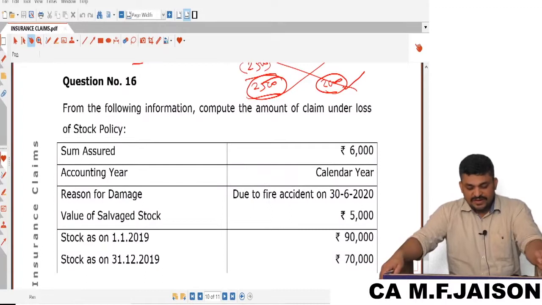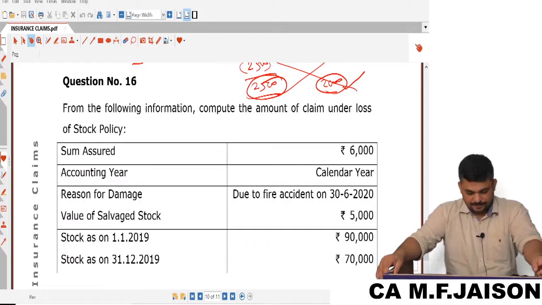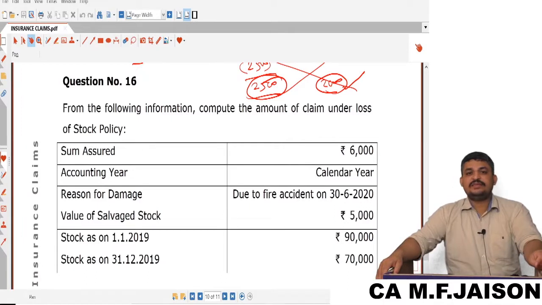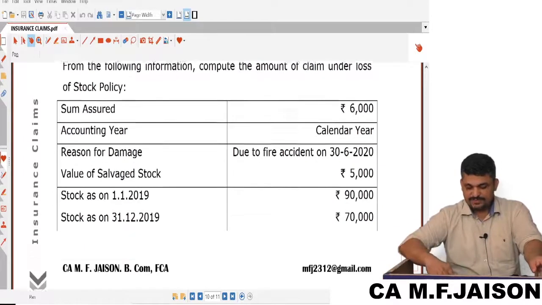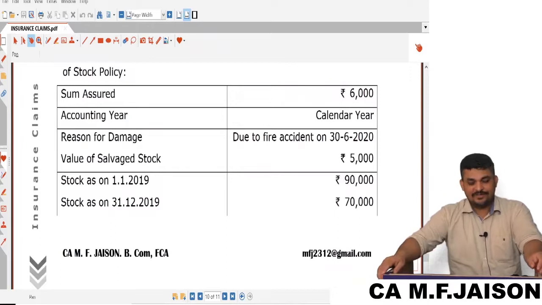From the following information, compute the amount of claim under loss of stock policy. Sum assured rupees 6,000. Accounting year is calendar year. Reason for damage: fire accident on 30th June 2020. Value of salvage stock rupees 5,000. Stock on 1/1/2019 rupees 90,000.